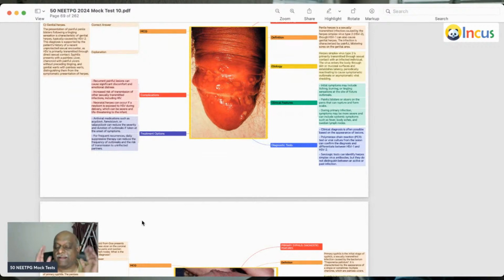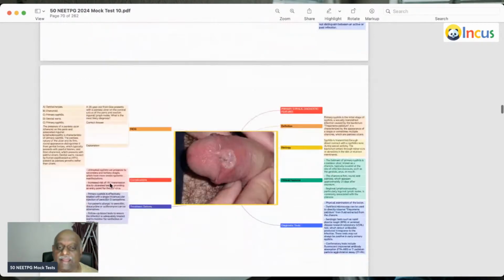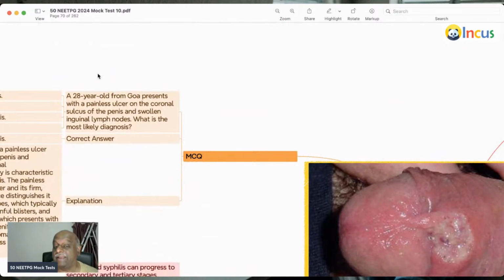Very good to see 12 online classmates. Please stay back until the end of the discussion. You will definitely learn a lot of things and get better for tomorrow's NEET PG exam.